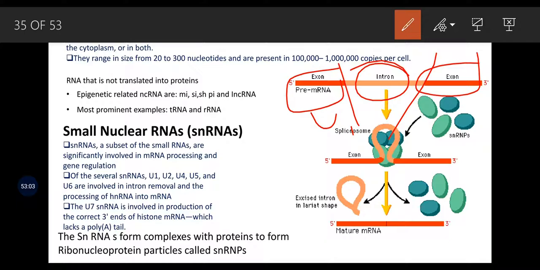The U7 snRNA is involved in the production of correct 3' ends of histone mRNA, which lacks the poly A tail. This forms a complex with proteins to form ribonucleoprotein particles called snRNPs.